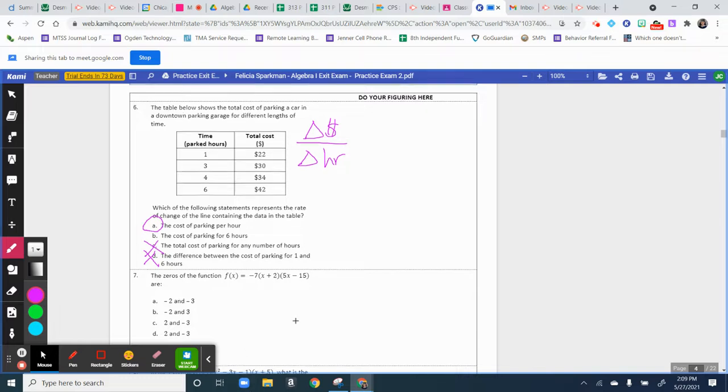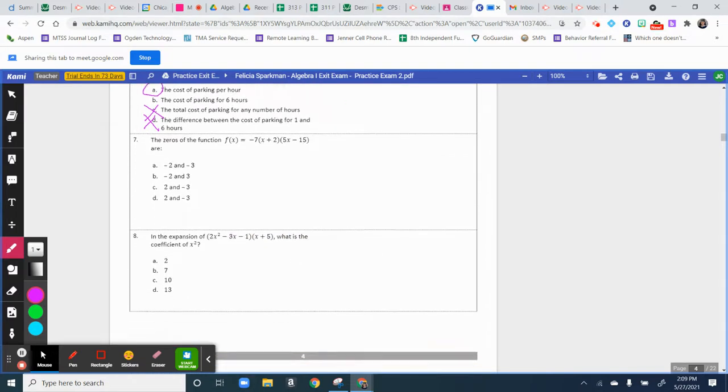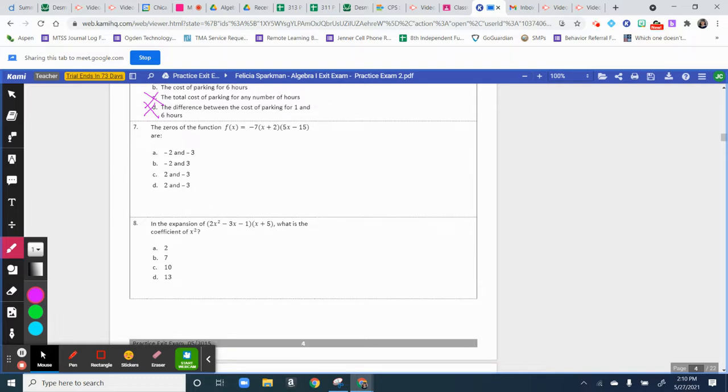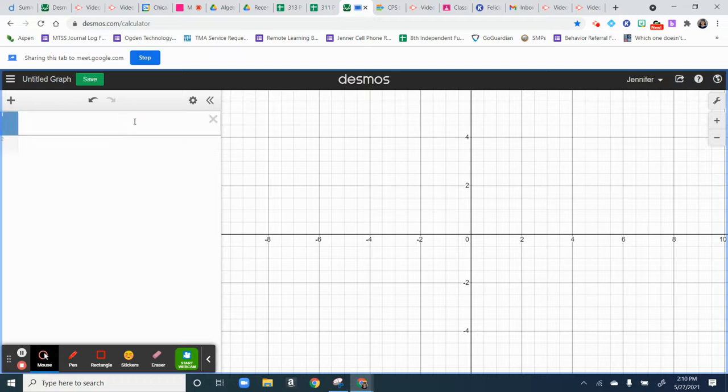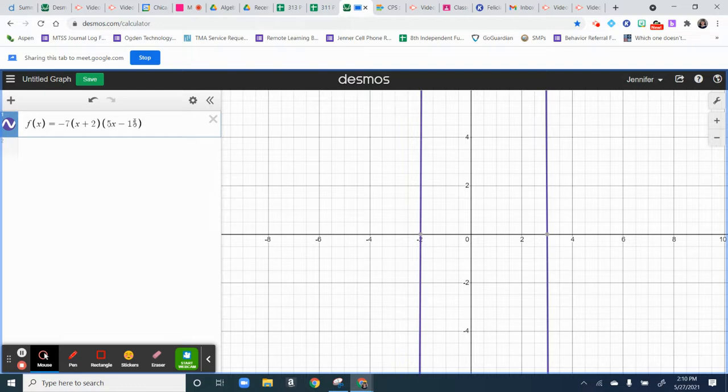All right, so 7 is a quadratic one. However, if you didn't go through the quadratic ones, that's okay, because when in doubt, you should always graph it. So, again, I'm going to go to my graphing calculator and I'm going to graph the function. So it comes in handy a lot. f of x equals negative 7 times (x plus 2) times (5x minus 15).